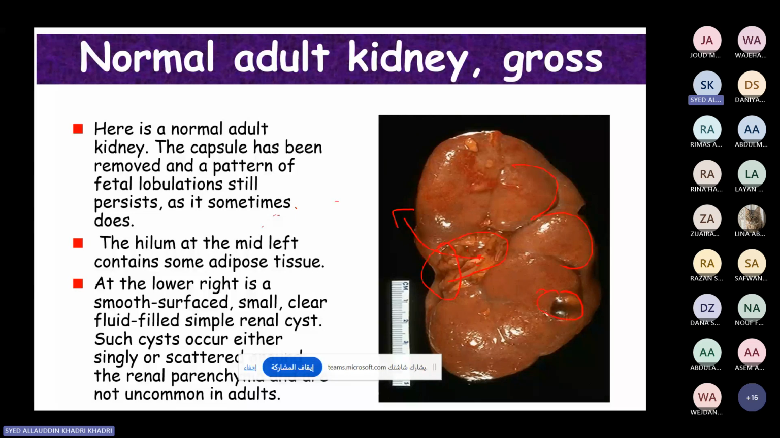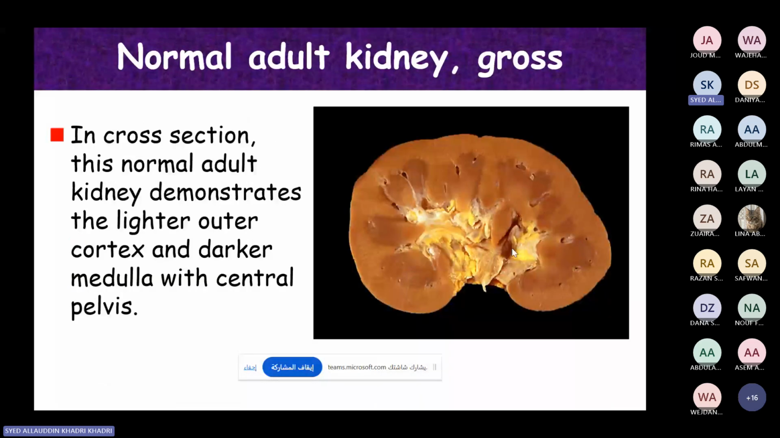Then we have again a normal adult kidney, in cross section. This normal adult kidney demonstrates the lighter outer cortex, which you can see over here. This is the cortex, and this is the inner medulla. The renal pyramids, in which the collecting ducts coalesce, drain into the renal calyces and the central pelvis. These are the renal calyces, which get disturbed in renal pathology.